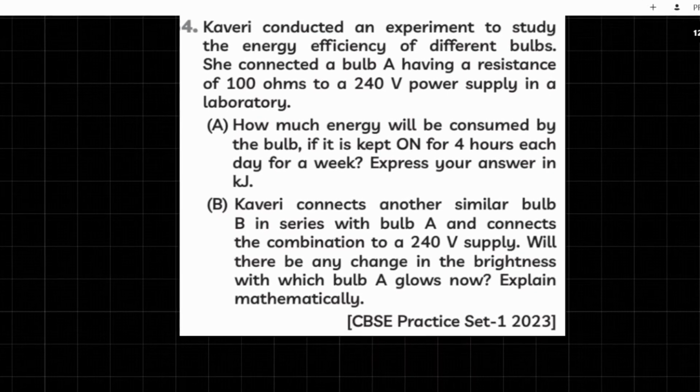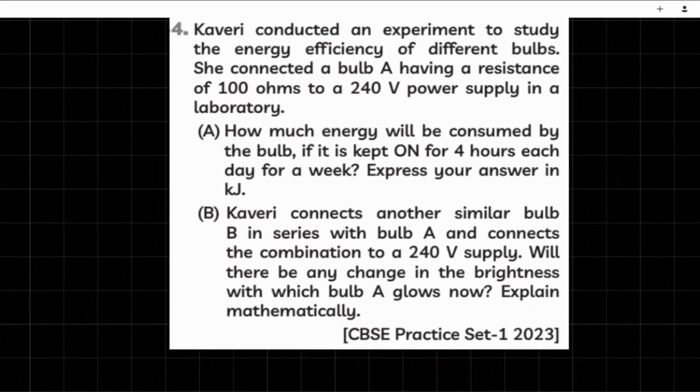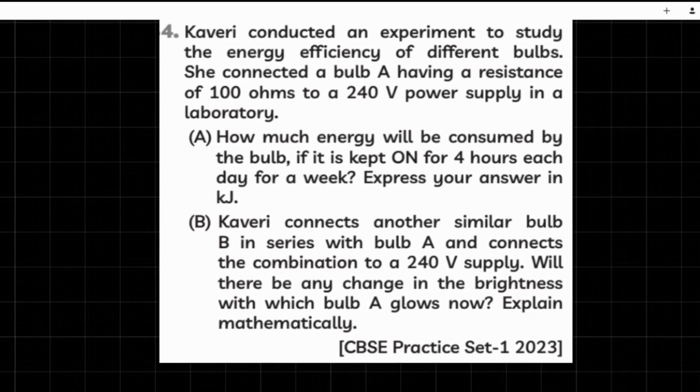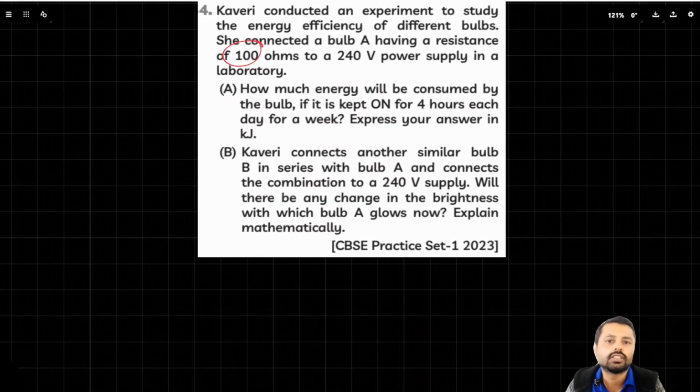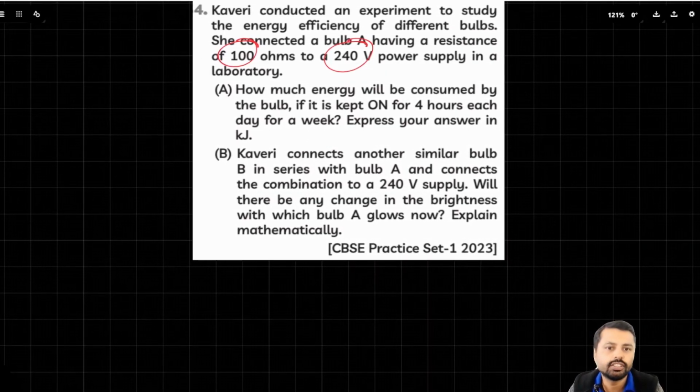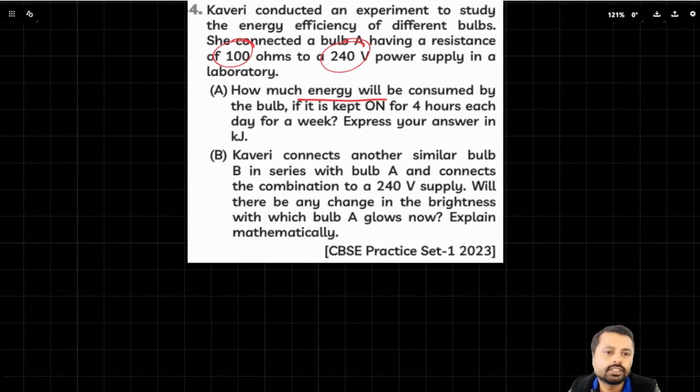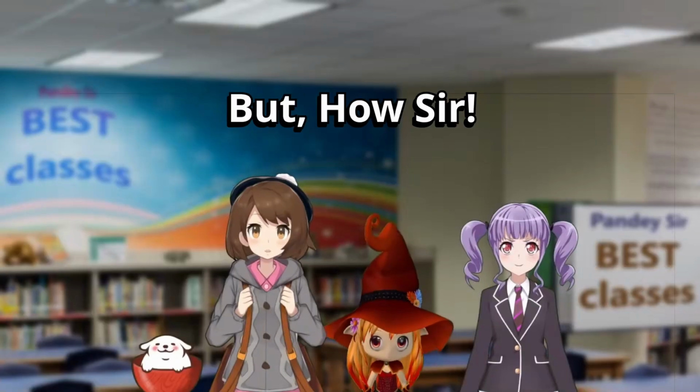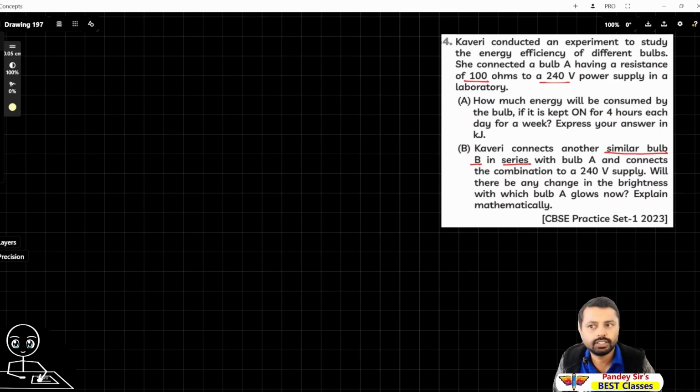This question is very useful to practice questions about power, energy supply, energy consumption. Here resistance is given, voltage is given, and we have to find the energy consumption by a bulb. But how, sir? For that, we first have to find the power. The power formula is P equal to VI. With this power, power into time will give the energy consumed.